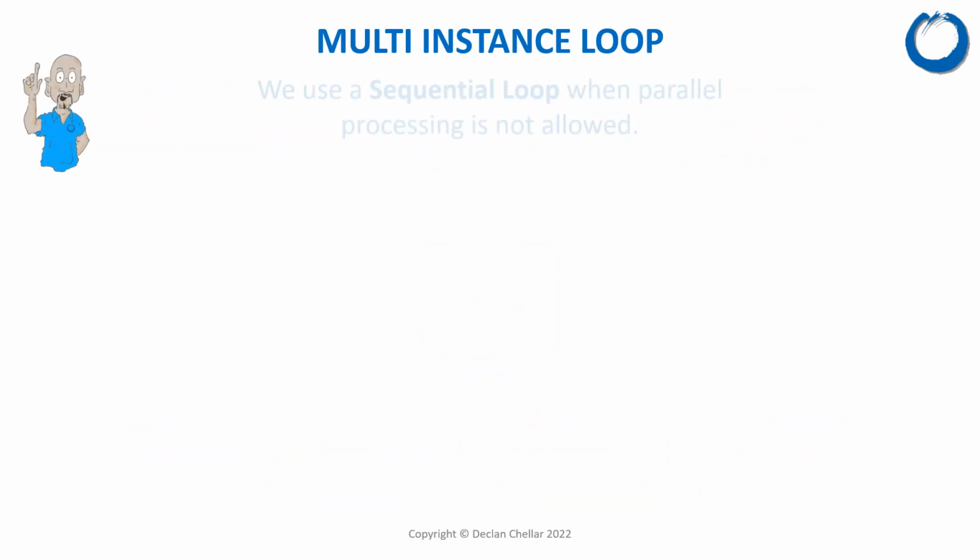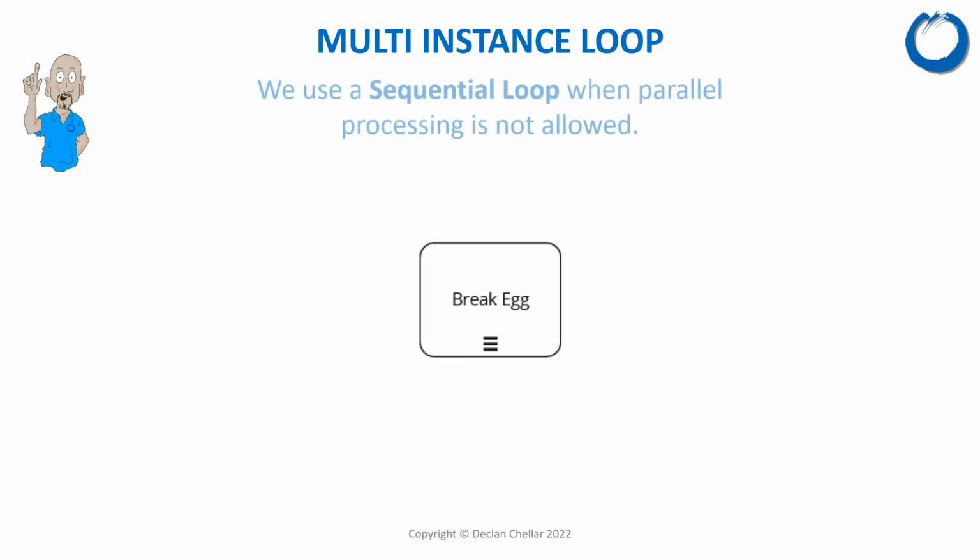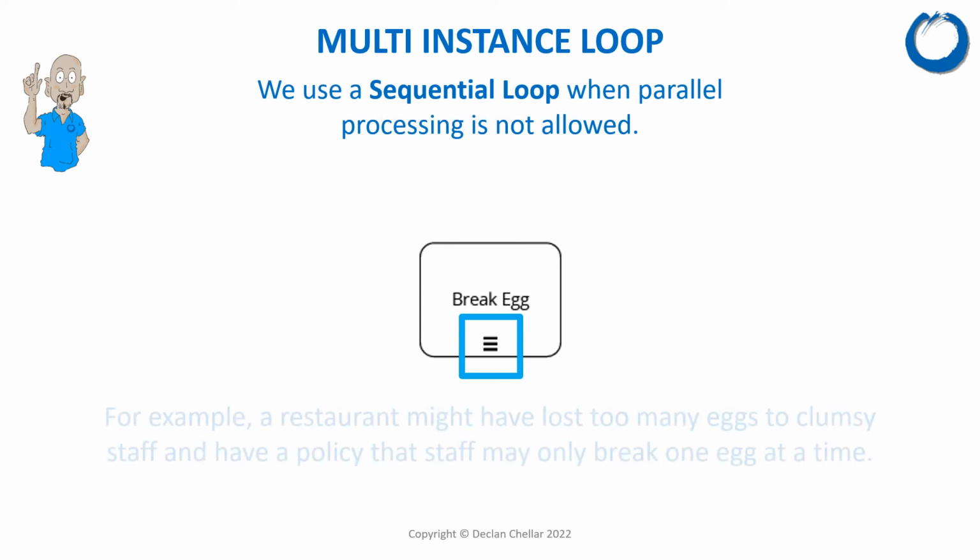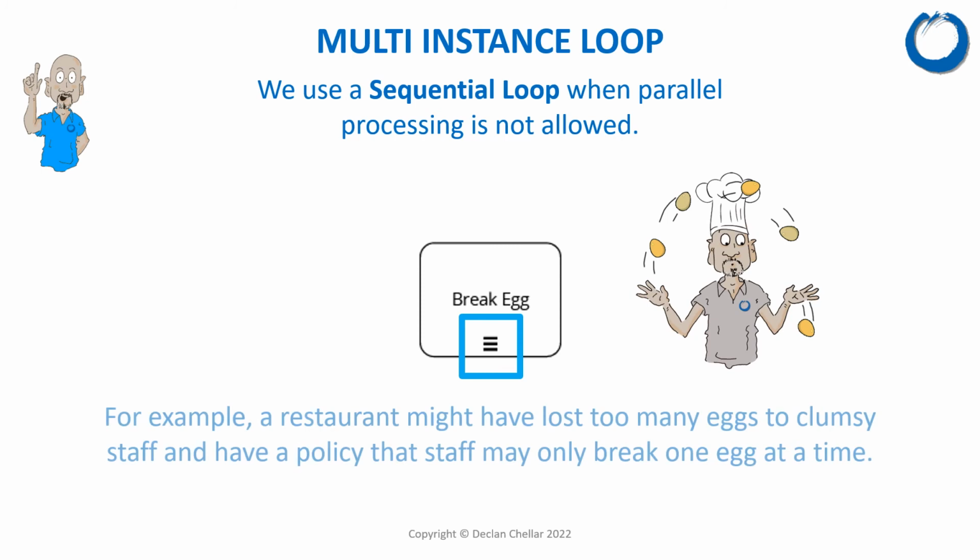We use a sequential loop when parallel processing is not allowed. For example, a restaurant might have lost too many eggs to clumsy staff and have a policy that staff may only break one egg at a time.